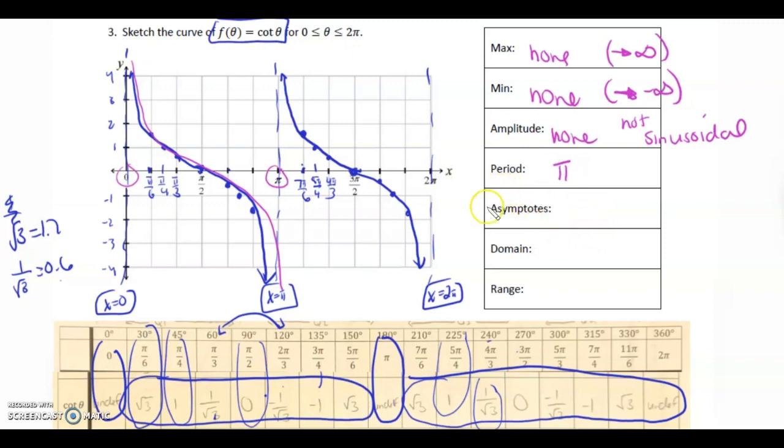And there exist asymptotes starting at 0, and then plus minus, we graph one at pi, then one at 2 pi, 3 pi, 4 pi, and so on. So we're going to graph one every pi n.